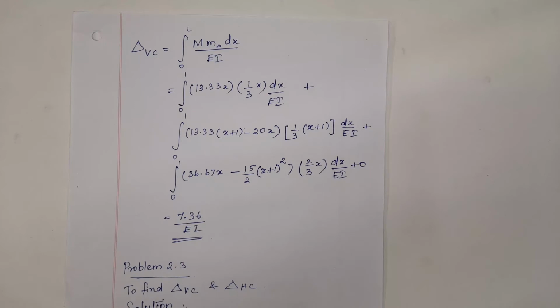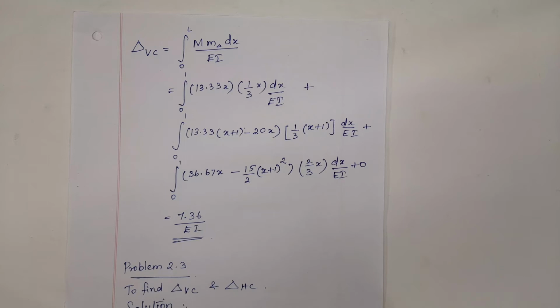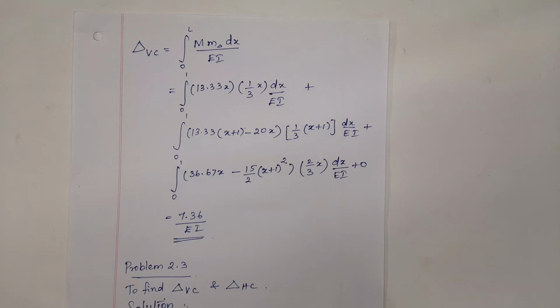Delta is given as integral 0 to L of M m dx by EI. So here capital M is the expressions due to the given loading. Small m is the expressions written in the tabulation for a unit load alone acting at the point where deflection has to be determined, and limits are the section lengths. So since there are 4 sections, each is substituted. Finally, the output is obtained.